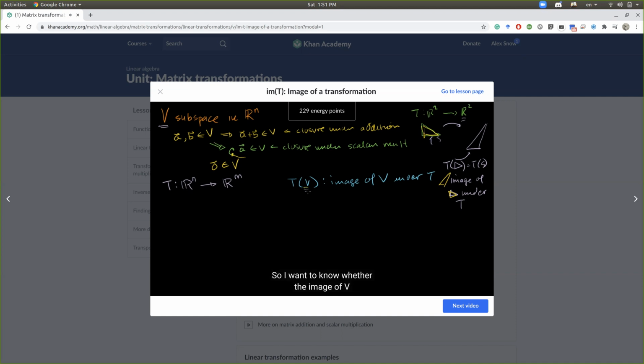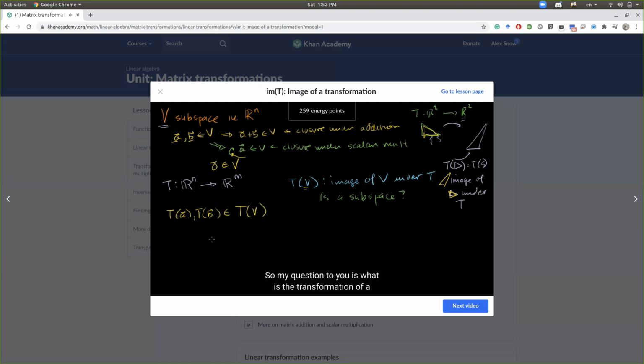So I want to know whether the image of V under T is a subspace. In order for it to be a subspace, if I take the transformation of any members of V, I'm getting members of the image, right? Clearly the transformation of A and the transformation of B are both members of our image of V under T.